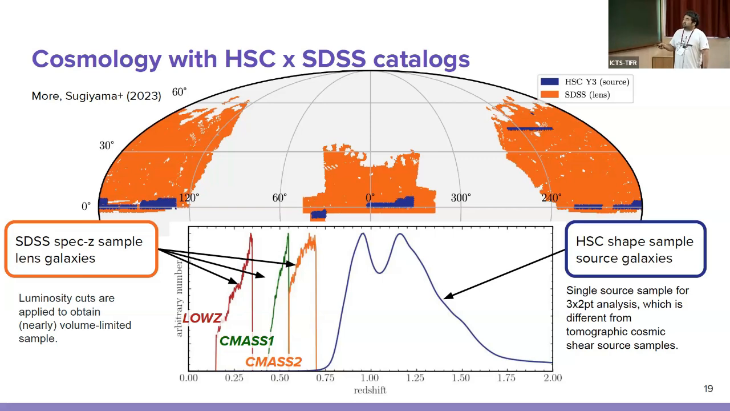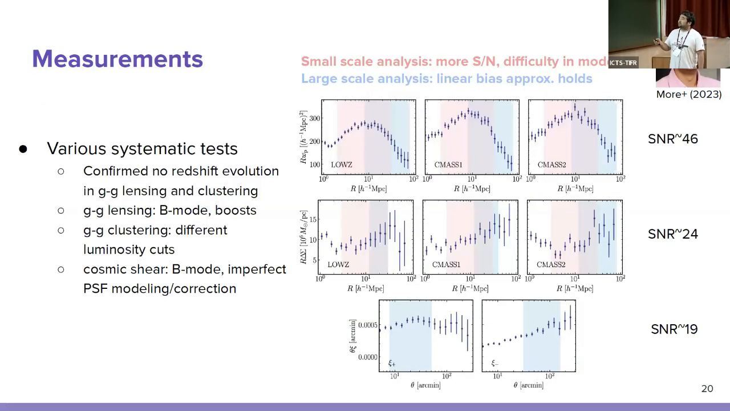Again, this is a single source sample, I mean, just one redshift bin. This is a point I will explain later. But this configuration is quite different from our cosmic shear analysis, and our analysis is relatively independent. And so this is the measurement.